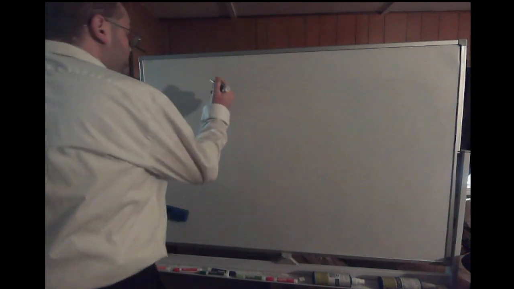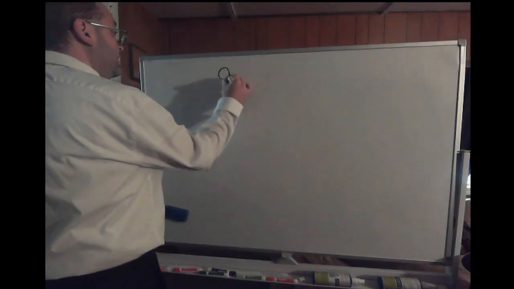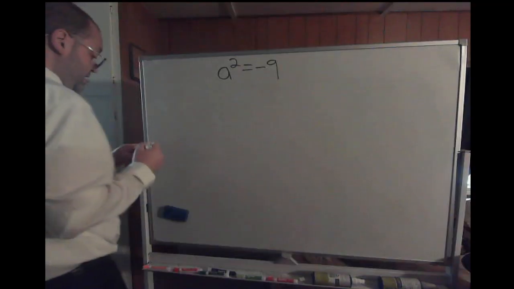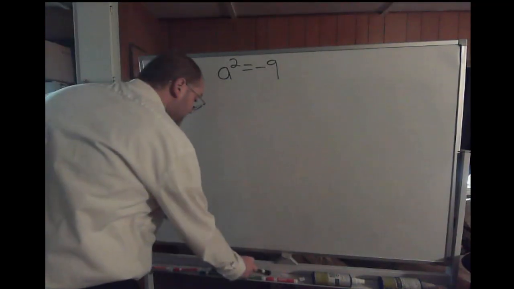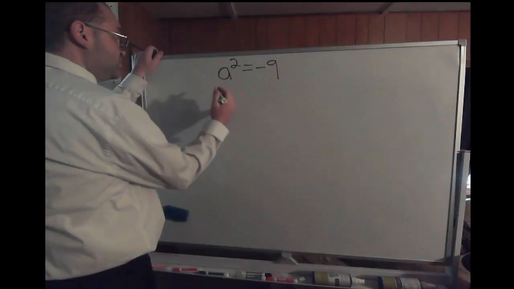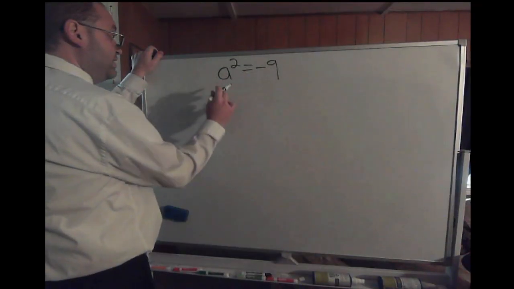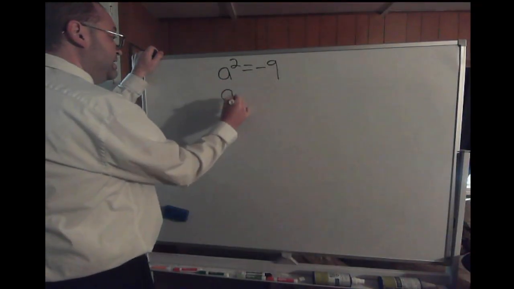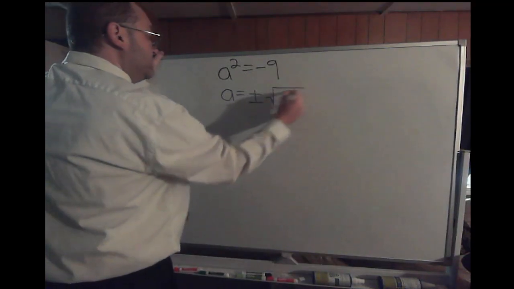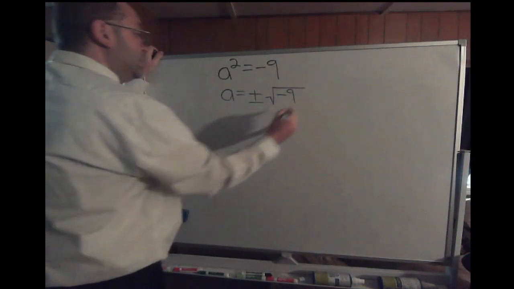Now how about this one? A squared equals negative 9. Well, still the same process. You're going to take the square root of both sides. Square root of a squared, that just gives you a. That would be equal to plus or minus the square root of negative 9.